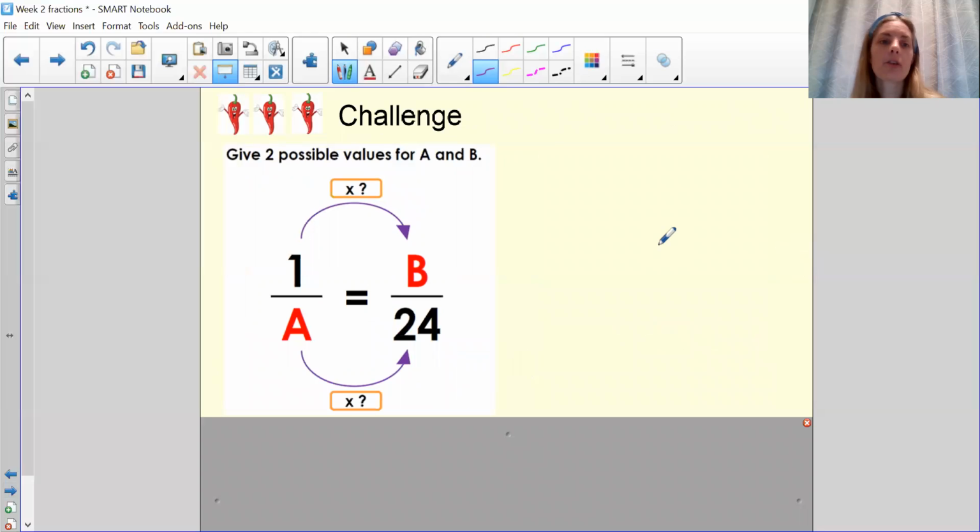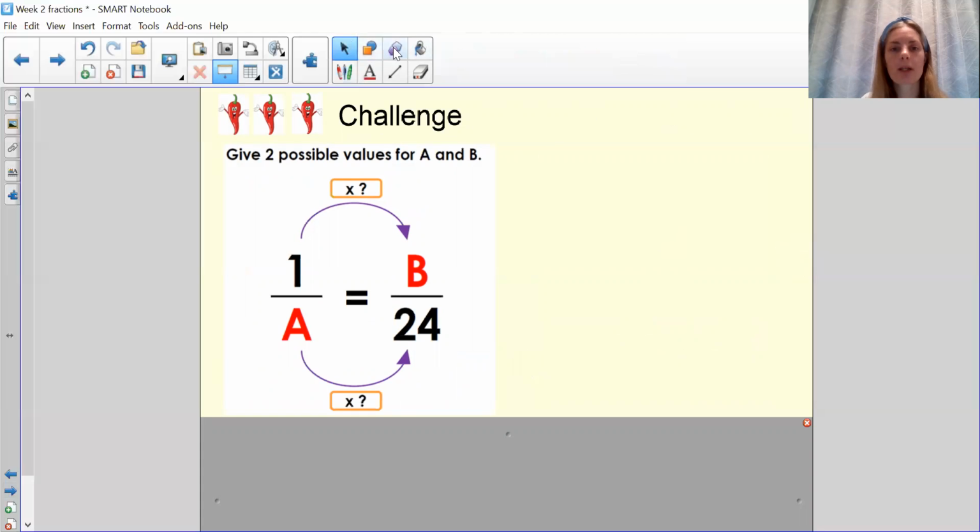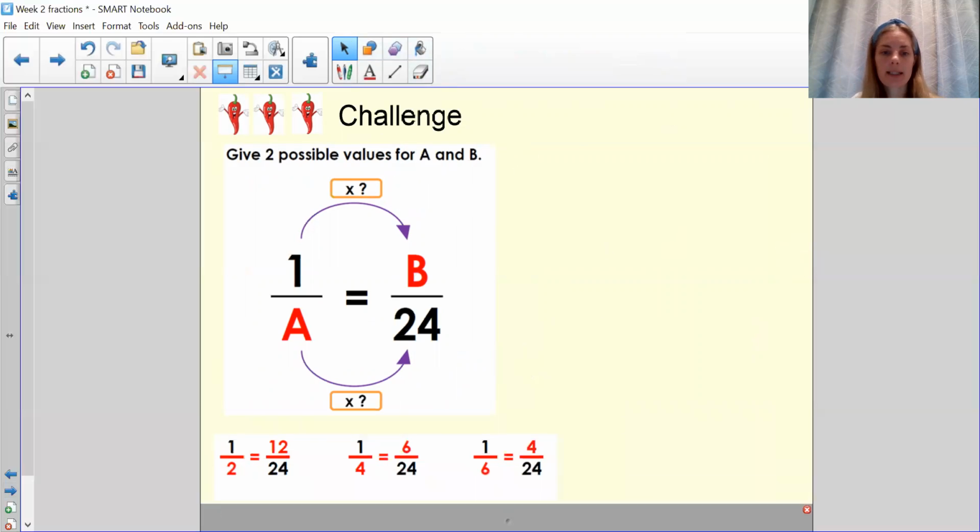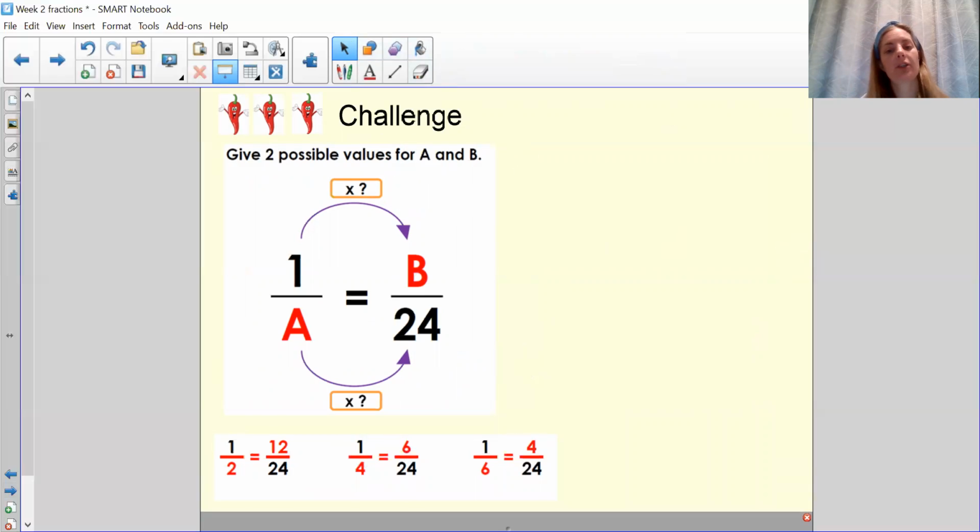And if you were doing the 3 chilies, here is a challenge for you. Okay, can you give me 2 possibilities, 2 values for A and B? All right, so you can pause the video now and give that a go. Right, and here are the answers. There were actually 3 that you could have given. So any of those 3, you have done really, really well and understood equivalent fractions.